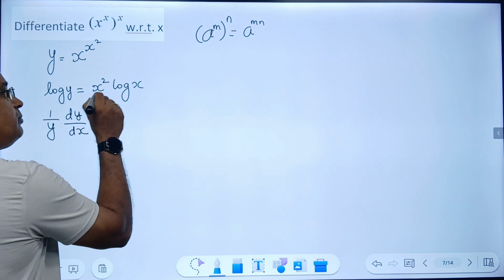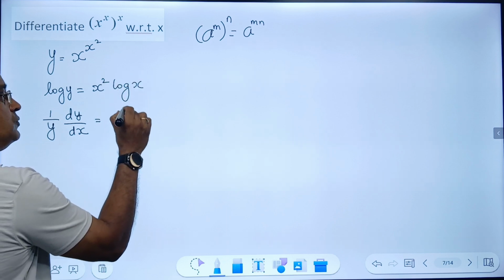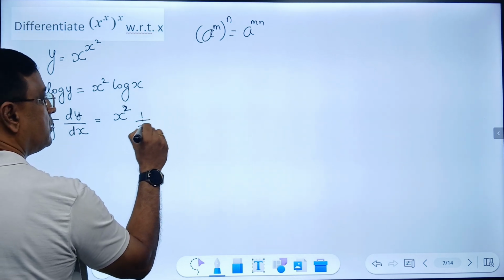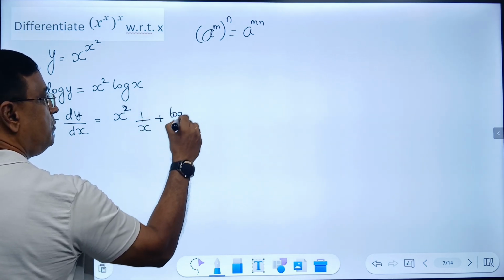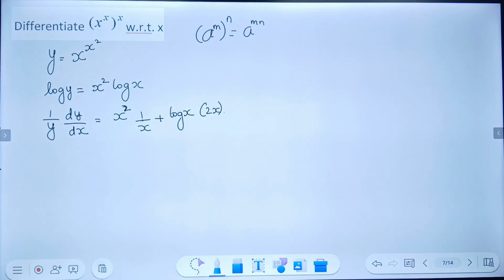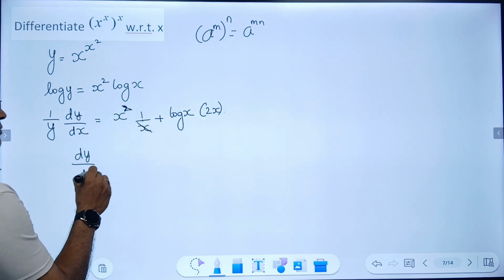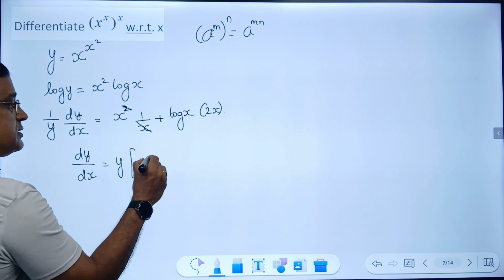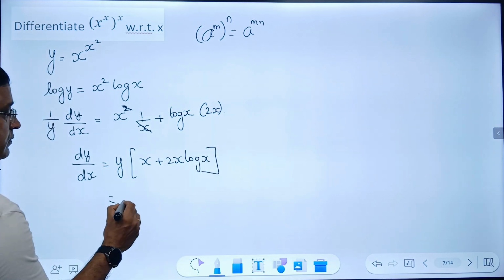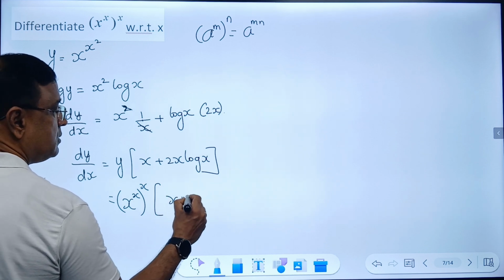Now this is product rule. What is product rule? u into, what is differentiation of log x? Log x is 1 by x, plus v into, what is differentiation of x square? x square is 2x. Okay. So now x and x get cancelled. So what is dy by dx? Dy by dx will be y into x plus 2x log x. Now what is y? y is x power x the whole power x into x plus 2x log x.